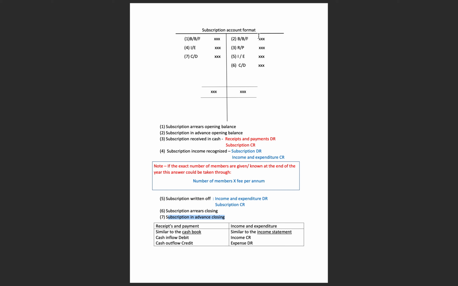Now remember, you have to memorize the subscription account, the format where each transaction comes, because let's say you're going to pick up this question in your examination. In any question that you take, you need to learn how to prepare this account properly, because this is the base of non-profit organization. So I will do 2 questions on this and then we'll check and see the other questions and how we are going to handle them.